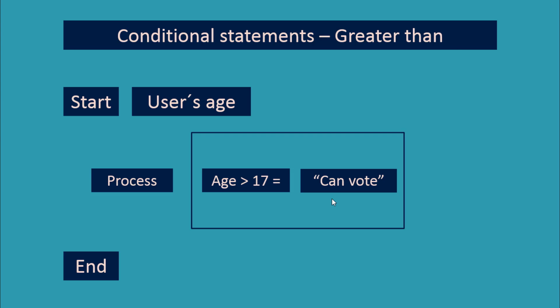For example, if the user is 20 years old, the program will ask, is 20 greater than 17? The answer is yes, so the program will print that the user can vote. This condition only works with whole numbers, because the number after 17 is 18.